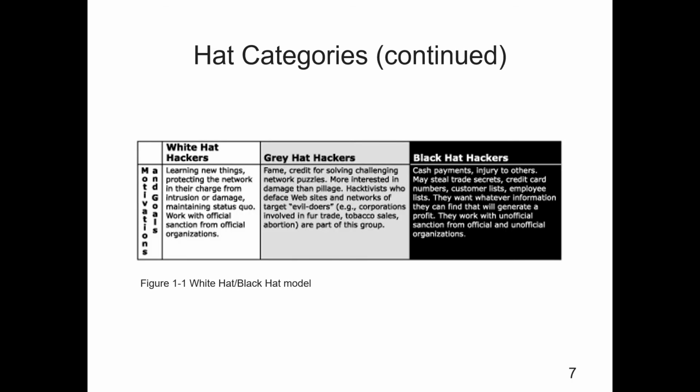Now we have some categories here. They define the hat categories: white hat hackers, gray hat hackers, and then black hat hackers. The main motive of a white hat hacker is learning new things, protecting the network from intrusion and damage, maintaining status, and working with official sanctions from official organizations. All good things, good guys, nothing to worry about, nothing to be afraid of, but they are capable of identifying if someone is trying to penetrate the network.